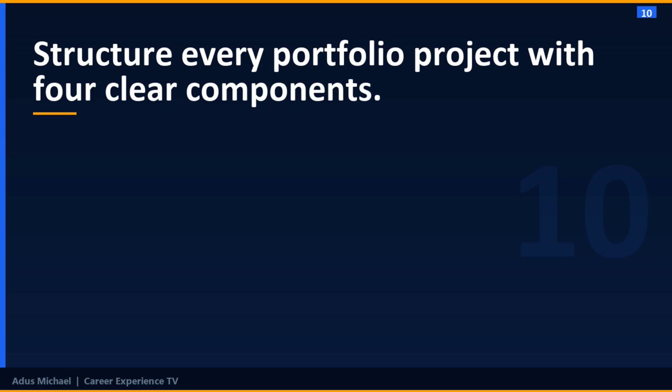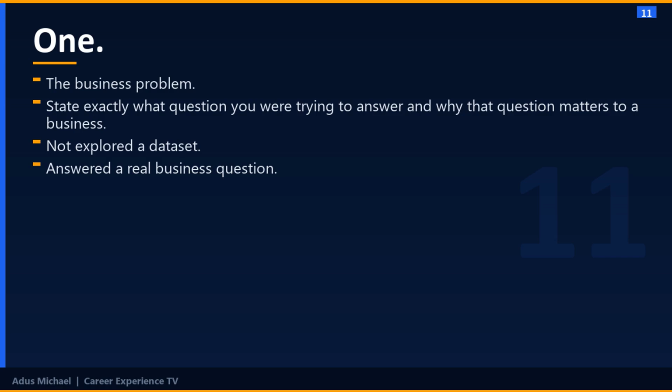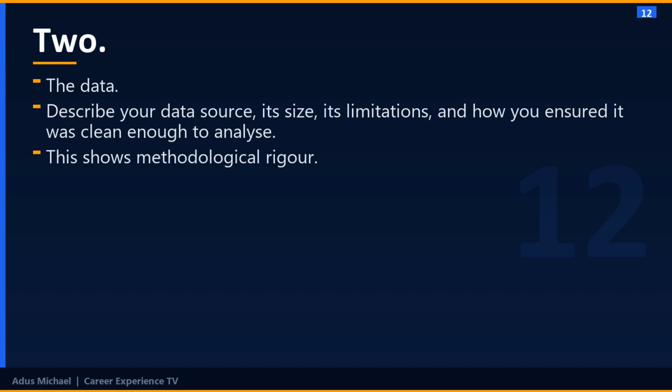Structure every portfolio project with 4 clear components. 1. The business problem. State exactly what question you were trying to answer and why that question matters to a business. Not explore the data set. Answer the real business question. 2. The data. Describe your data source, its size, its limitations, and how you ensured it was clean enough to analyze. This shows methodological rigor.